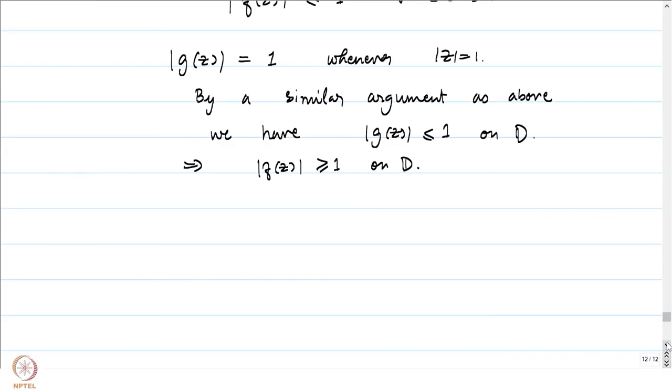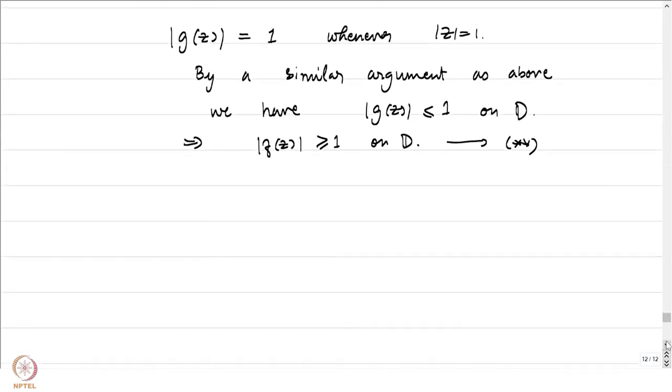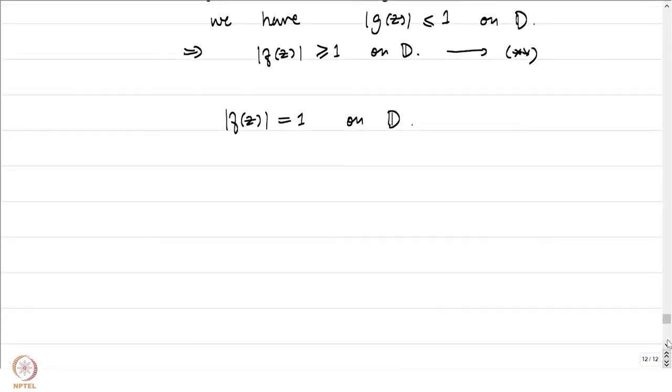And therefore, we now have from star and star star, let me call this star star, and let's call this star. We get to conclude that the absolute value of F of Z is equal to 1 on D, in fact on D bar, in particular on D. But what do we know about a holomorphic function which is non-constant?